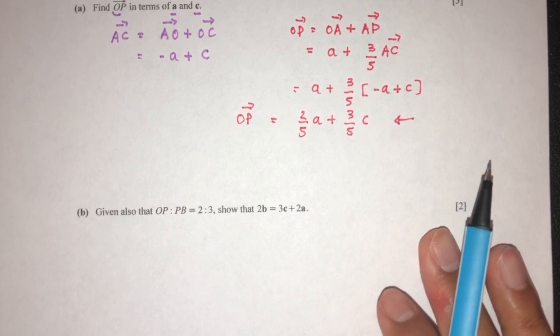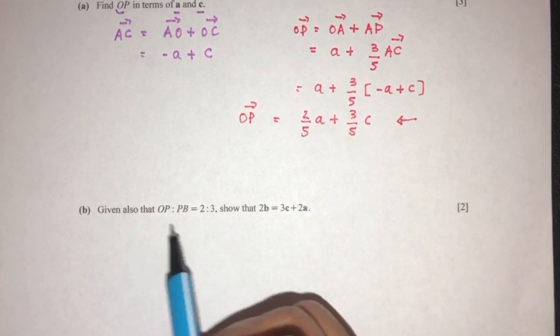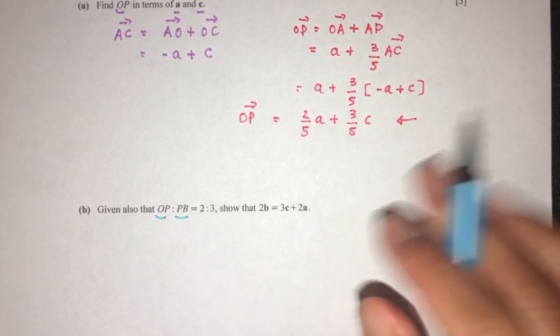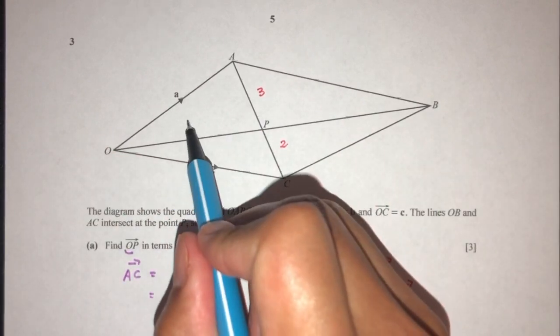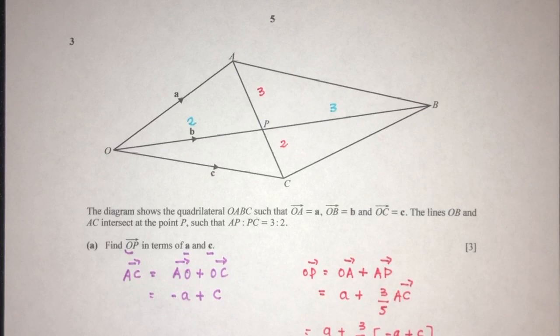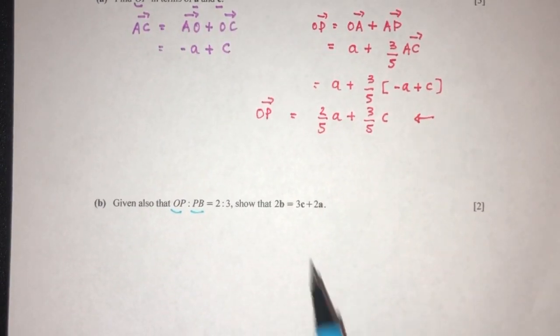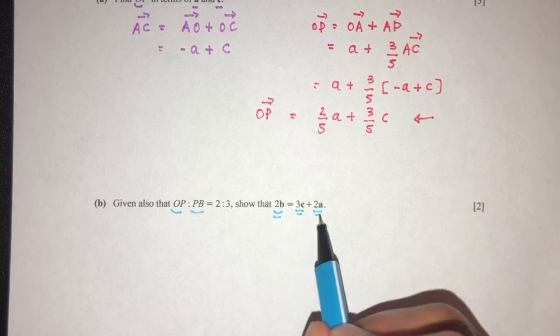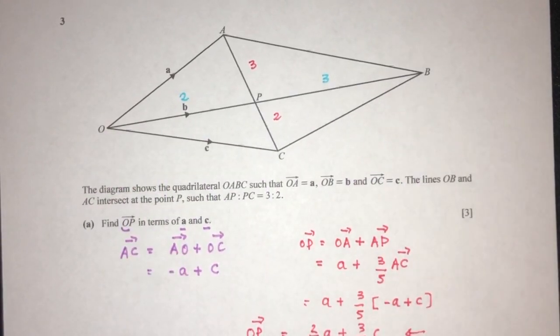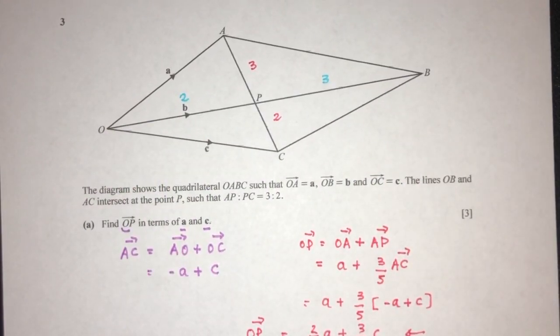Now for part B, given also that the ratio of OP and PB is 2 to 3 again, the same ratio as AP, PC. Now we have to show that 2B is equal to 3C plus 2A.